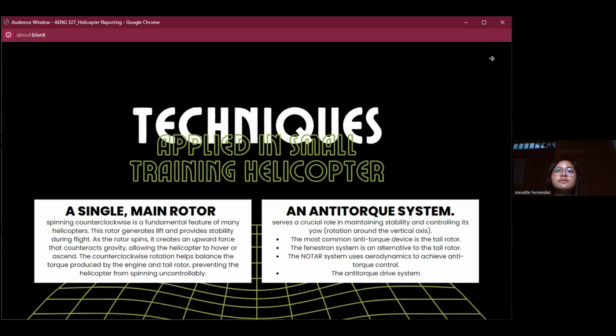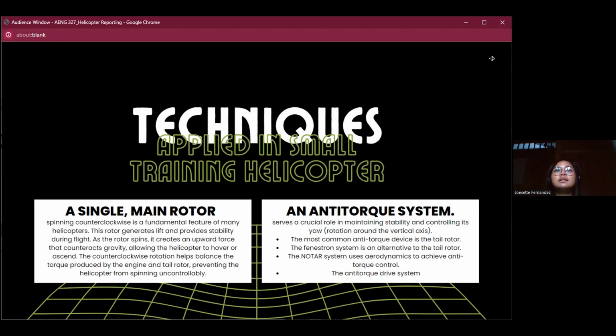The second one is the fenestron, or fan in tail. This system is an alternative to the tail rotor. It consists of a series of rotating blades enclosed within a circular duct located in the vertical tail. Next one is the NOTAR, or no tail rotor. This uses aerodynamics to achieve anti-torque control. So how does it work? A variable pitch composite blade fan inside the tail boom produces low pressure, high volume ambient air. The air exits through slots along the tail boom, creating lift and countering torque.